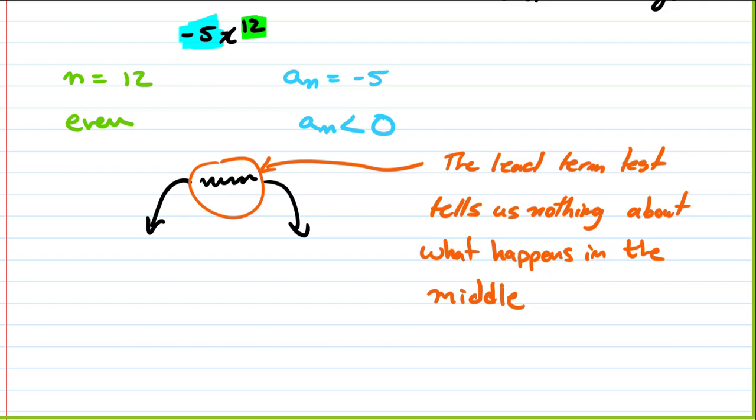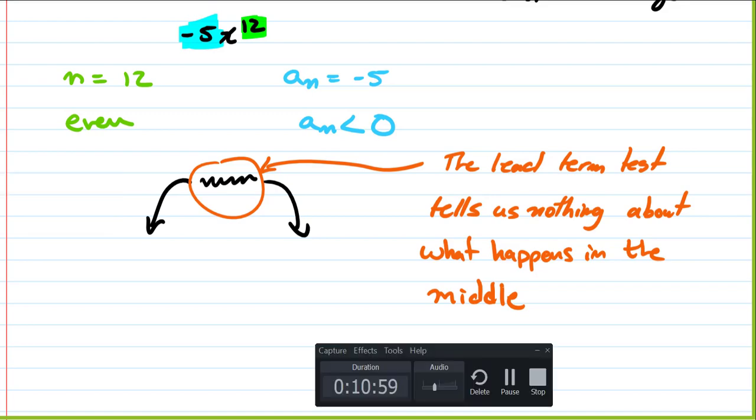All it says is that the graph starts down at negative infinity, and at the very end it's going to go back down to negative infinity. That's it. The leading term test gives us no information about what happens in the middle. We'll have to use some other tools to help us figure that out.